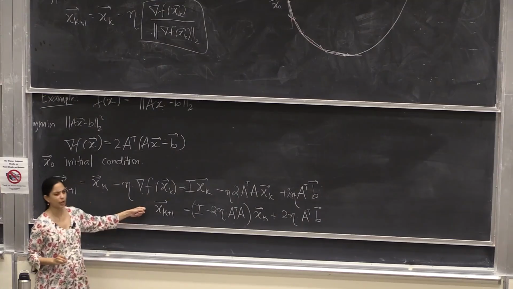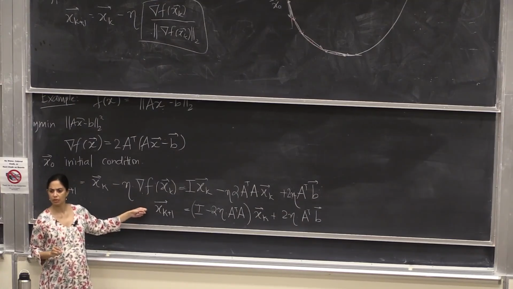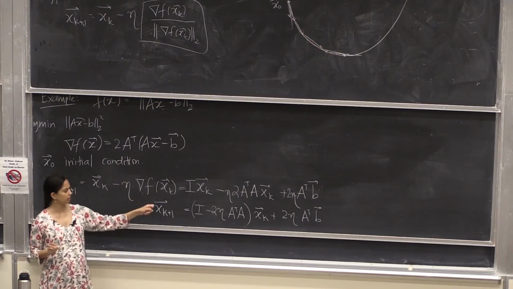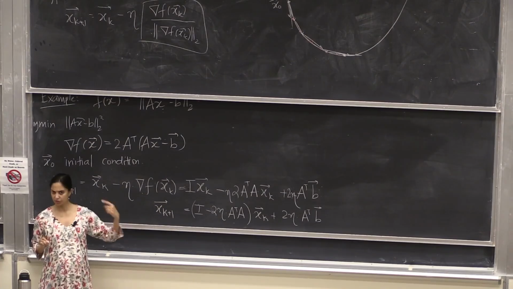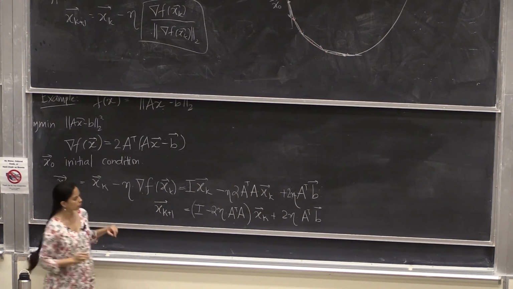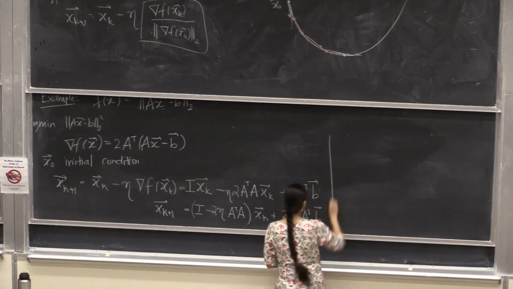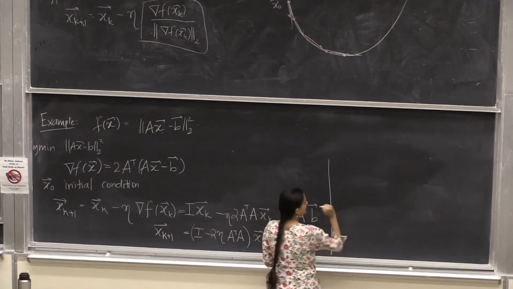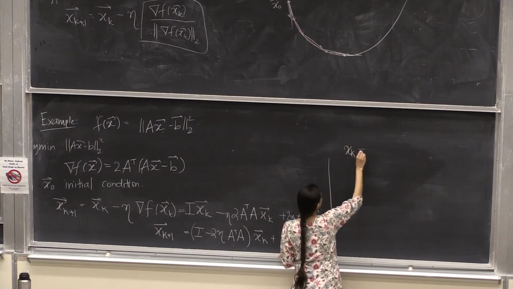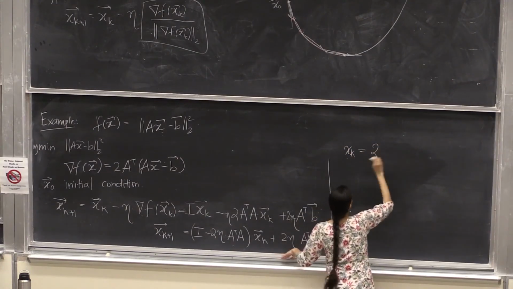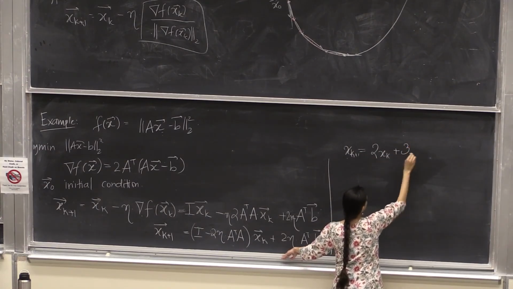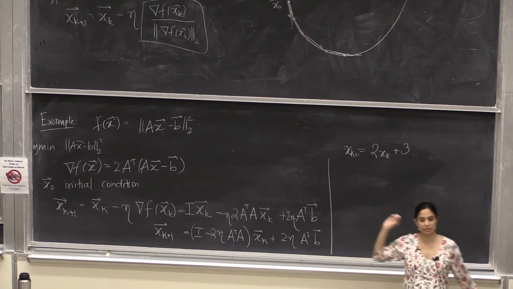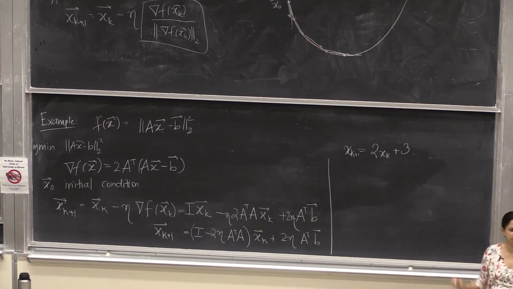So what kind of equation is this? It's now something that's giving me xk plus 1 in terms of xk, right? It's a recursive update, right? Okay? So let's say I had something like this. If we were scalars, xk plus 1 is equal to 2xk plus 3. Okay? Let's say this is my update equation, just for some example.